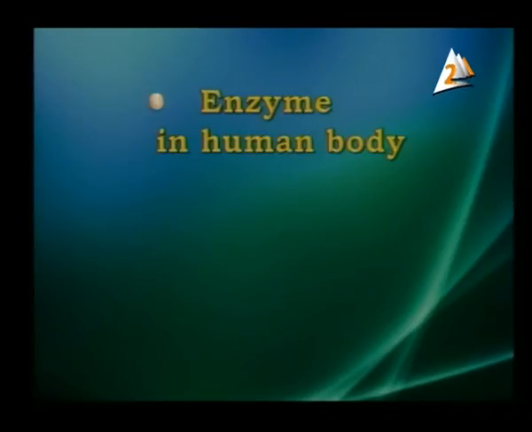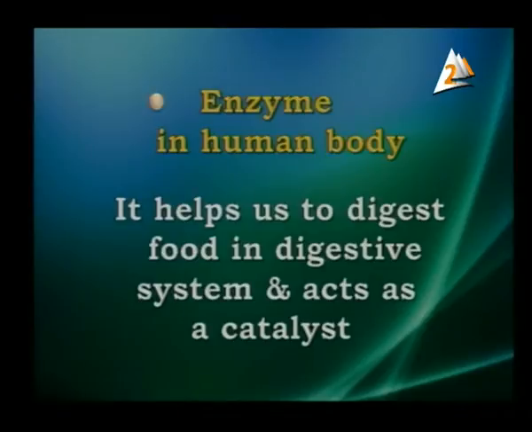Another type of question: mention the function of the following. Enzyme in the human body. The enzyme helps to digest food in the digestive system and acts as a catalyst. So the enzyme makes the reaction happen many times faster, or millions of times in 1 minute. So it acts as a catalyst to speed up the chemical reaction of digestion of food.